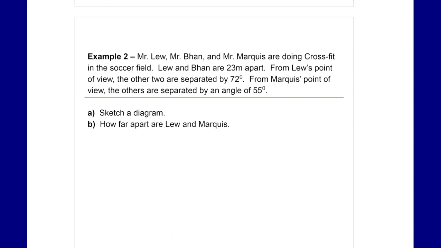So for these two-dimensional problems, you might have to sketch the diagram to get an idea of what the triangle looks like. We have three teachers that are separated. Liu and Bond are 23 meters apart, so let's start with that. We're just going to draw a line, 23 meters. We know Marquis is going to be somewhere, we'll say he's up over here. The triangle might not be drawn to scale. That's okay, as long as you recognize that.